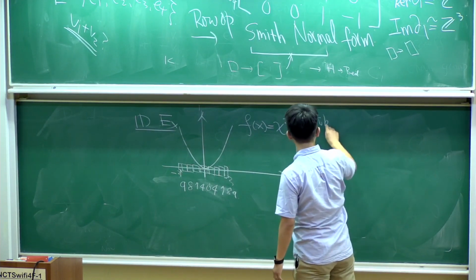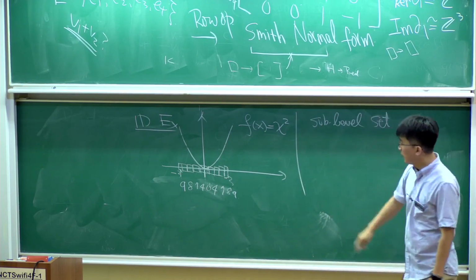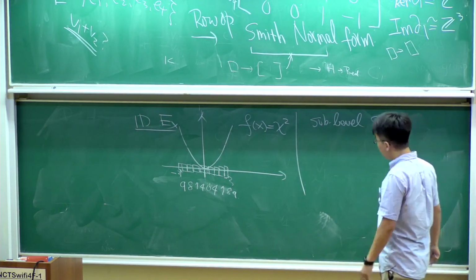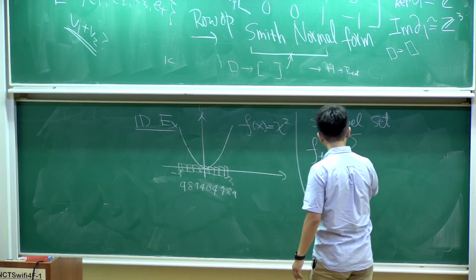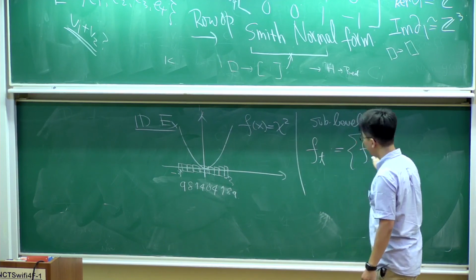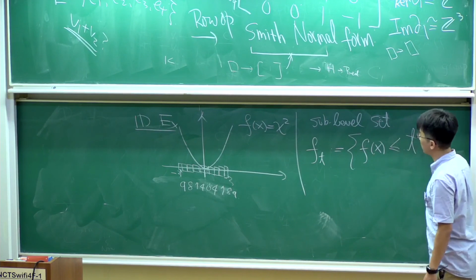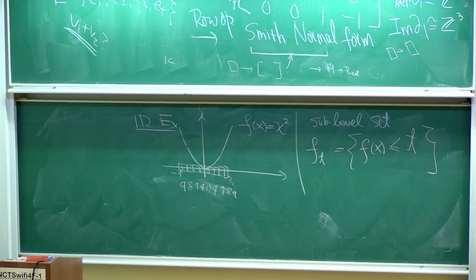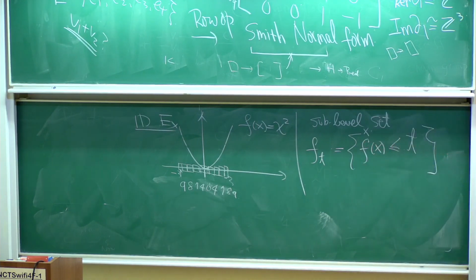And this is called a sublevel set. I think many of you already know what the sublevel set is. The sublevel set is defined to be, for this function, the set of x such that f of x is less than or equal to this value t. That's the sublevel set.